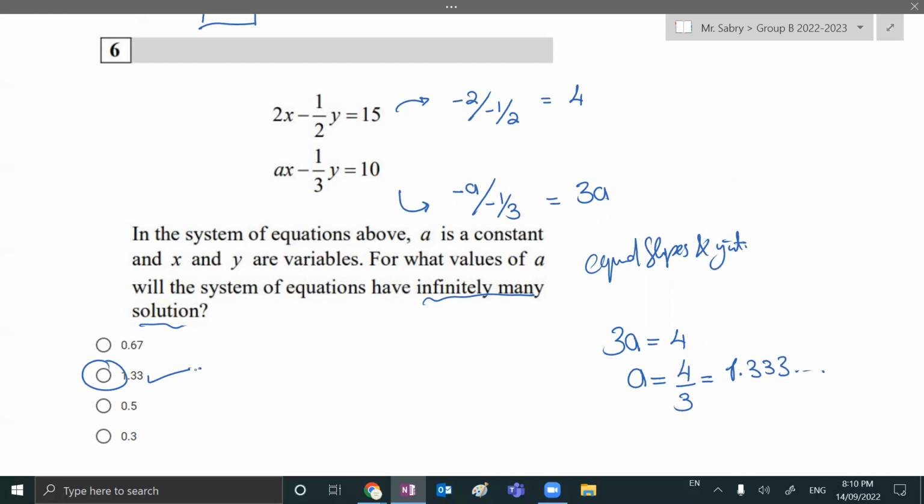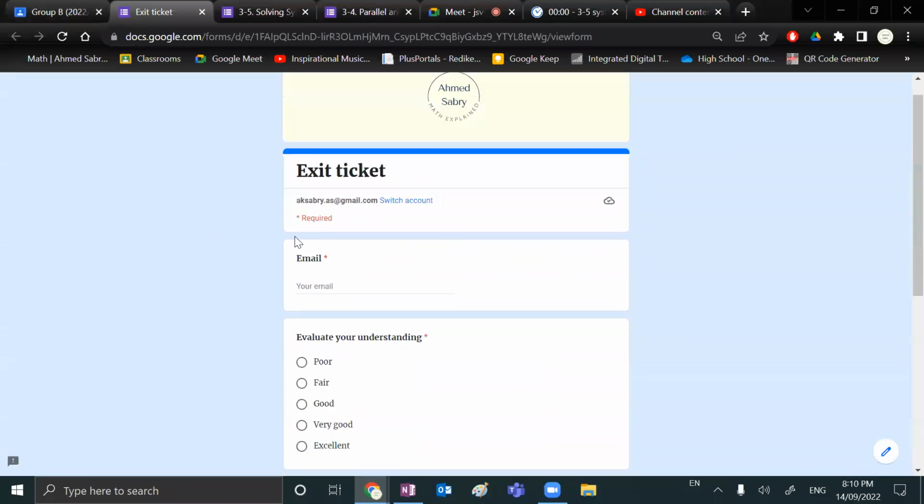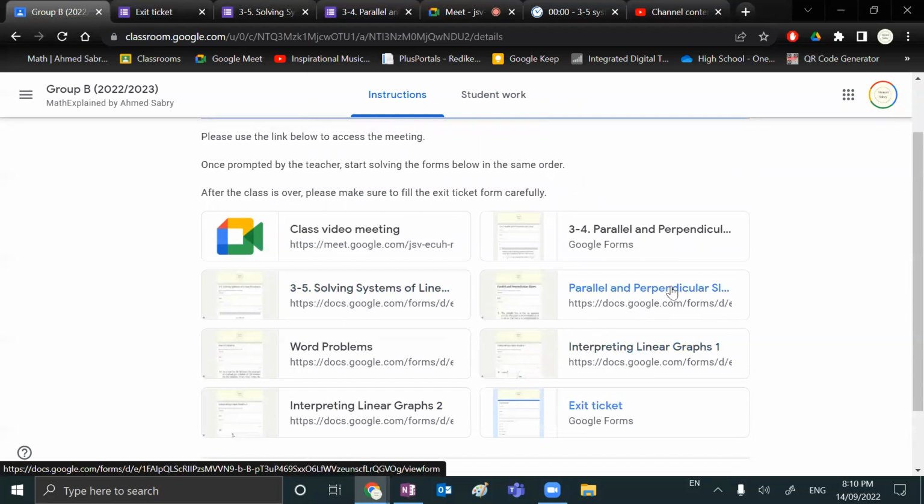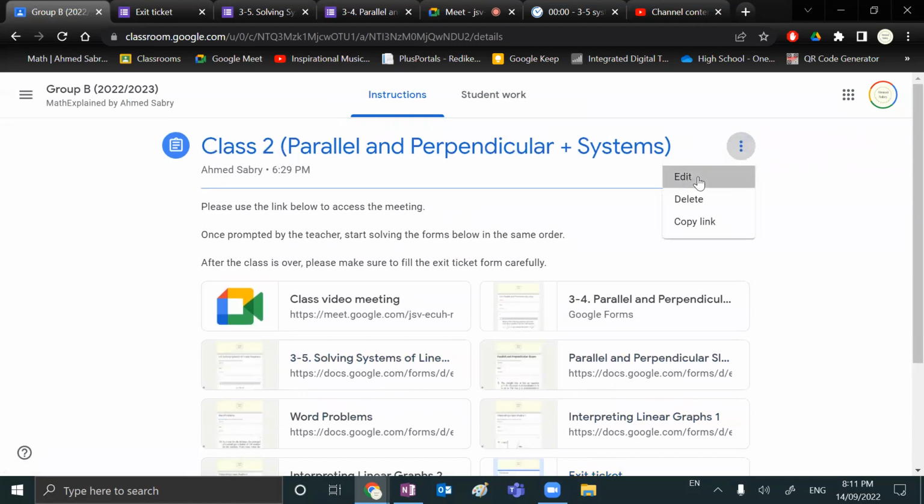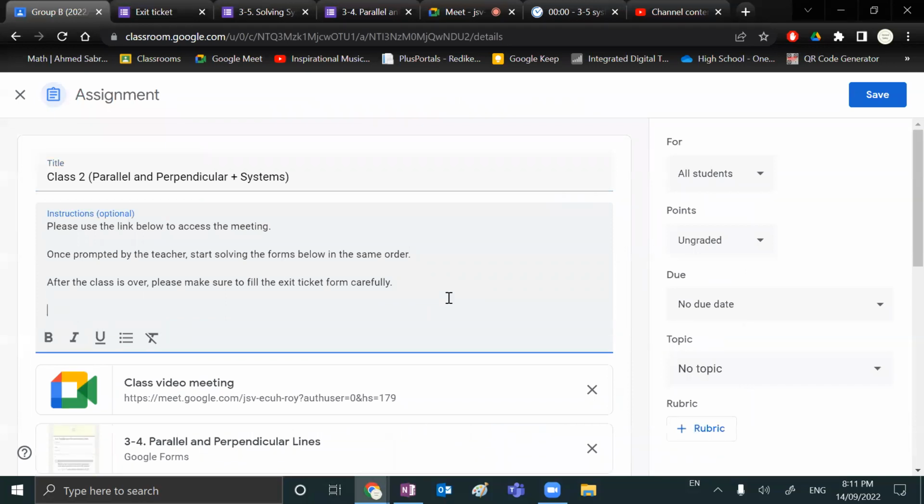Okay, yes, please check. So all of you now need to go to Google Classroom and fill in the exit ticket, which is this one here. Once you're done with the exit ticket, we can leave right away. And please note that the parallel and perpendicular slopes form, along with the word problems, interpreting linear graphs 1 and 2, are homework and you actually have to solve them. Because if you don't, unfortunately, you're not practicing what we just understood and you forget it right away.